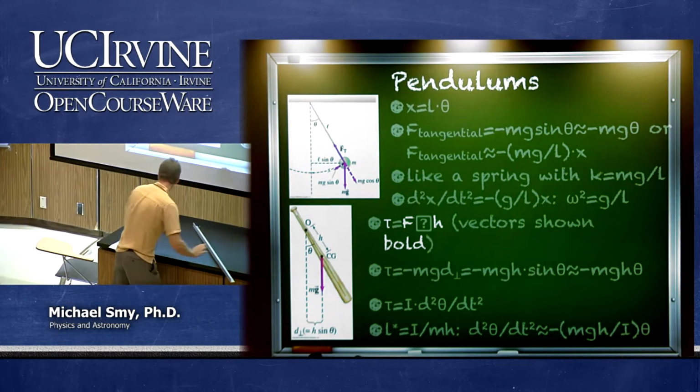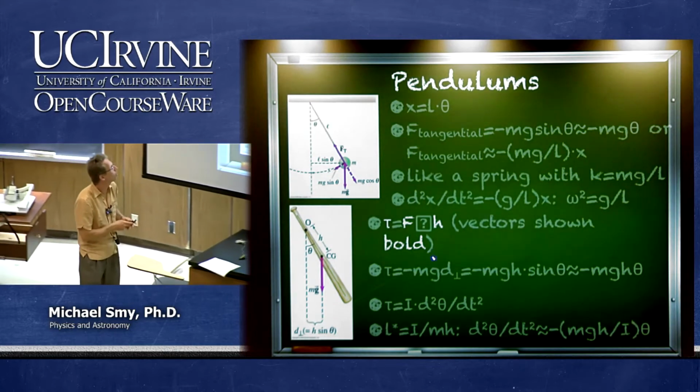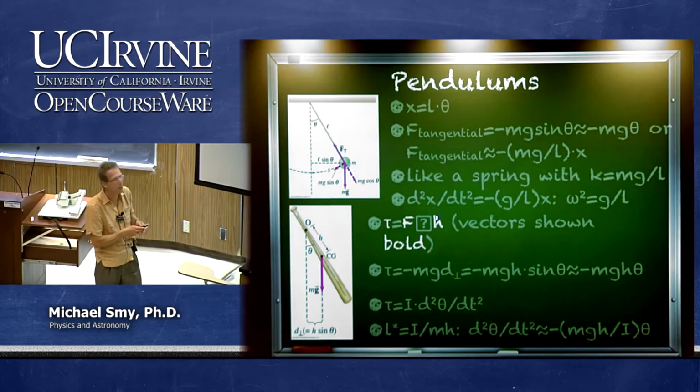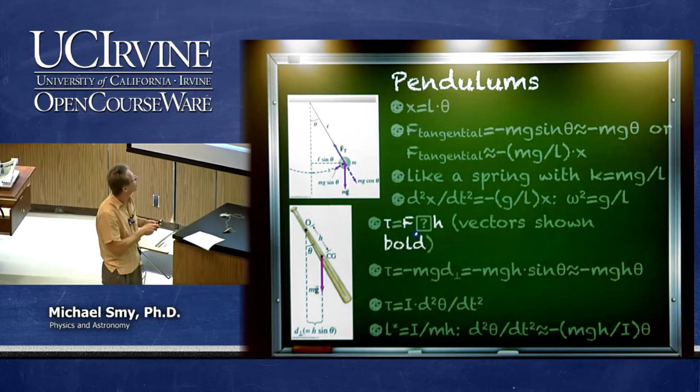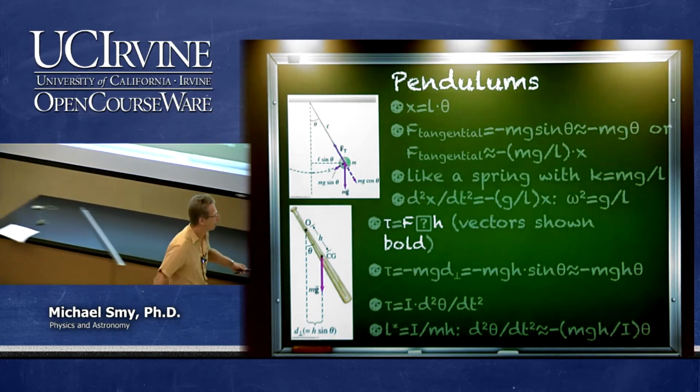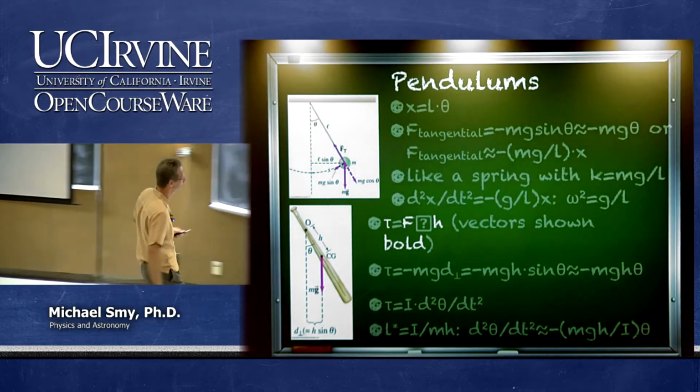So how does that work? First of all, my apologies for a computer font problem. What I meant to say is that the torque equals the force times the lever arm. So let me write it down correctly here.